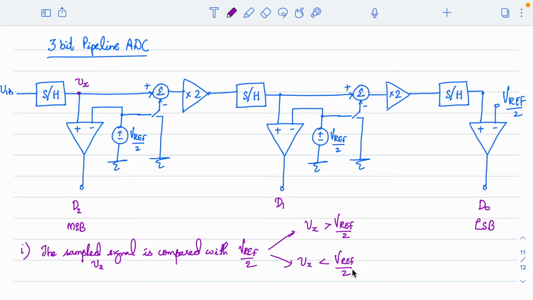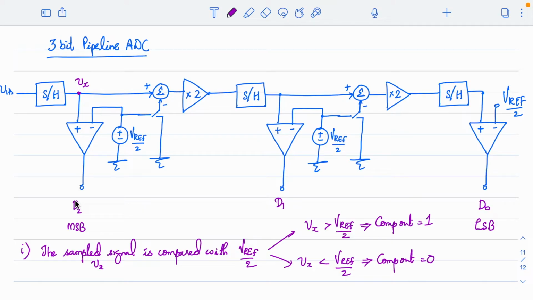So if your sampled input voltage, which we named Vx, is greater than Vref by 2, naturally, since the plus input is higher, the comparator will provide a 1 output, right? So the output of the comparator will go high. Now on the other side, if your Vx input is less than Vref by 2, automatically your comparator output will be 0. These are the two things which will happen with respect to the comparator, and that will come directly as the MSB or whatever position it is, right?